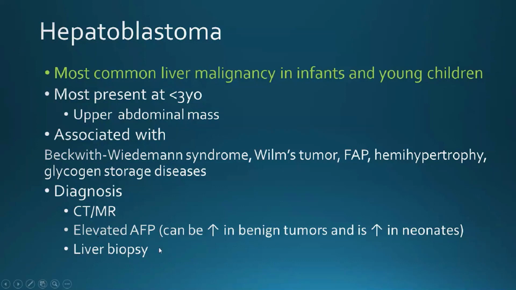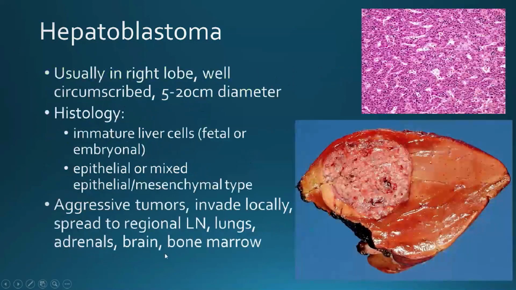And of course, we can biopsy these patients and get the diagnosis. It usually happens in the right lobe, well circumscribed, 5 to 20 centimeters in diameter. Histology shows immature liver cells, fetal or embryonal, epithelial cells of mixed type, and mesenchymal type. Aggressive tumors invade locally, spread to the local lymph nodes, or metastasize to lung, adrenal, brain, and bone marrow.